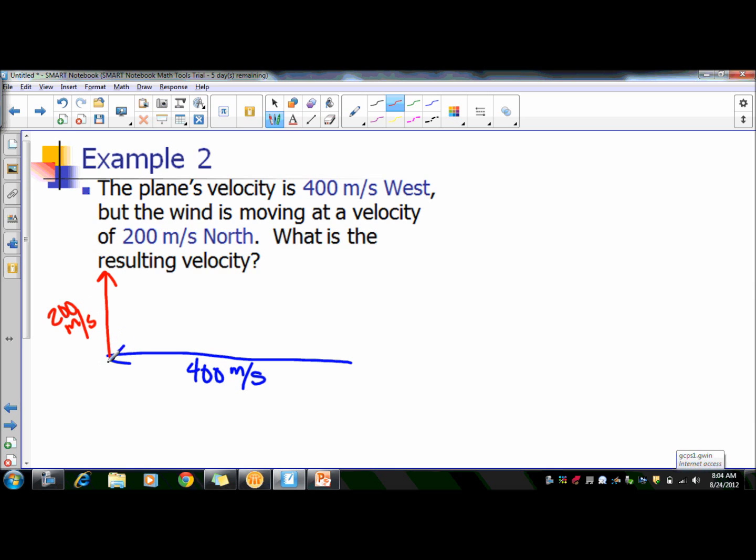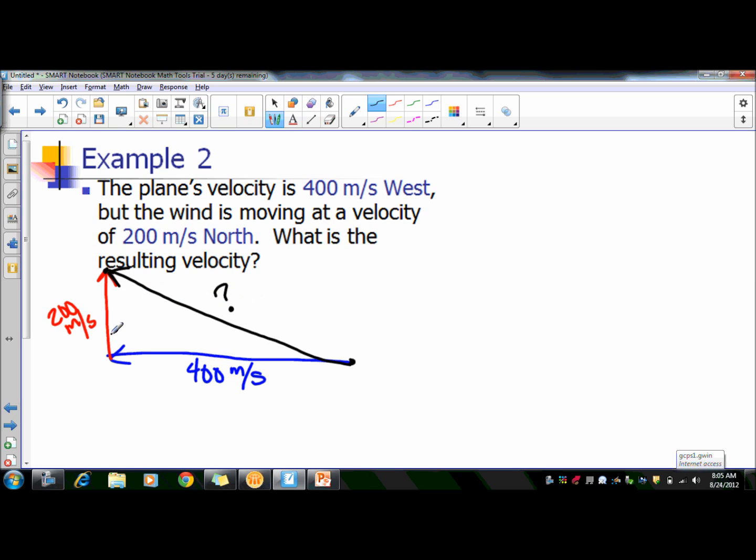And again, this whole head-to-tail method, if you watch the 1D, it talked about head-to-tail method. You always put the tail of the next vector at the head of the one before it. So our first vector was the 400. At the head of the 400 vector, we put the tail of the 200 vector. So this gives us our resultant, which is from start to finish of this line, going to the northwest. And this is what we're trying to find.